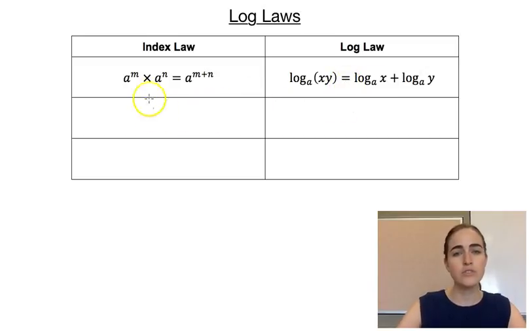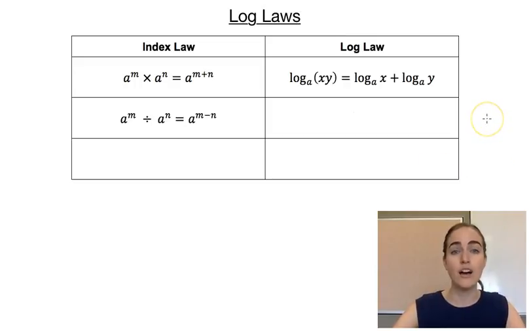Just looking at those two things, you can see the relationship: this is times and this is plus. Over here, these are multiplied together and these are added together. So it's got that same relationship. Now in a minute, we're going to have a look at how to prove these so that you actually understand them. It's not just something that you have to remember. But first, let's keep going through the rest of them.